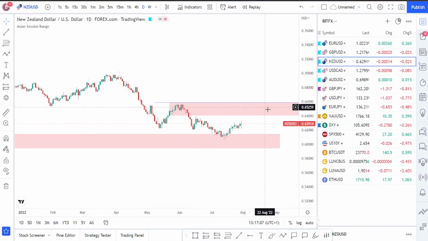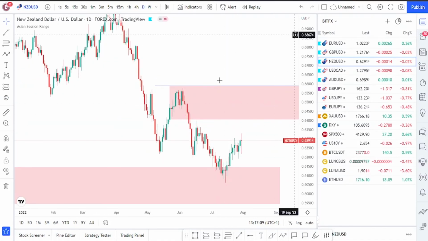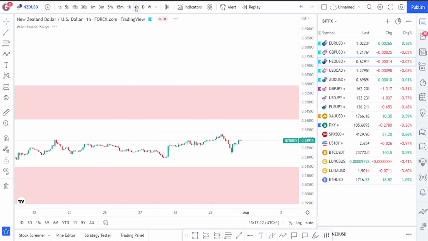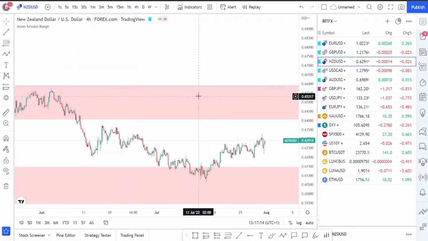Moving on to the lower time frames, let's see the daily, a similar thing. On the 4-hour, we can see we had multiple opportunities for buys from these zones. On the 5-minute and 15-minute time frames, you would have gotten many opportunities from these zones.